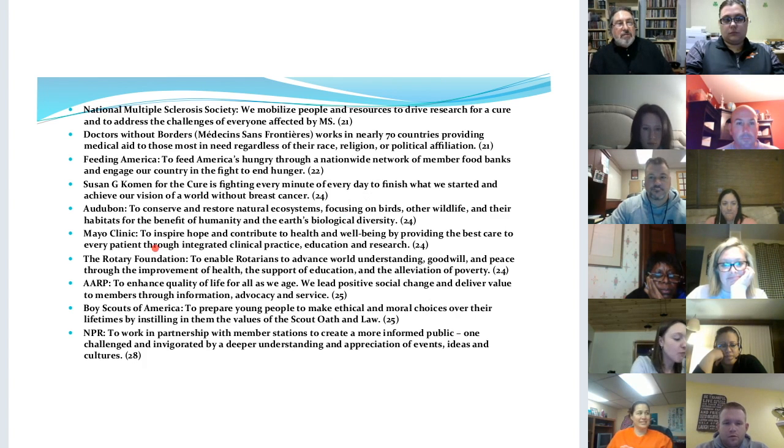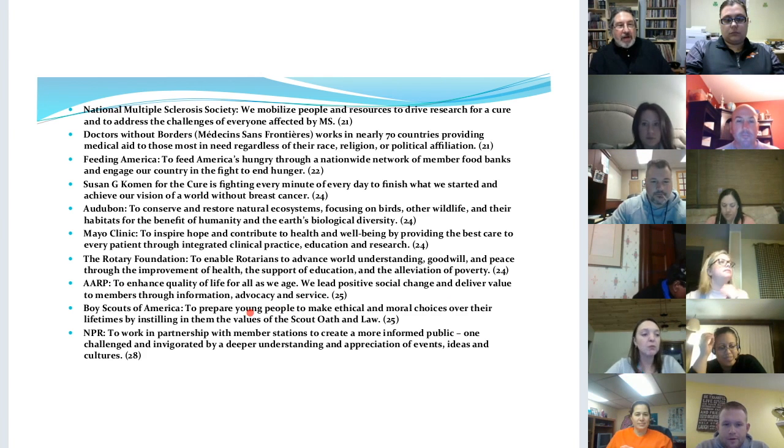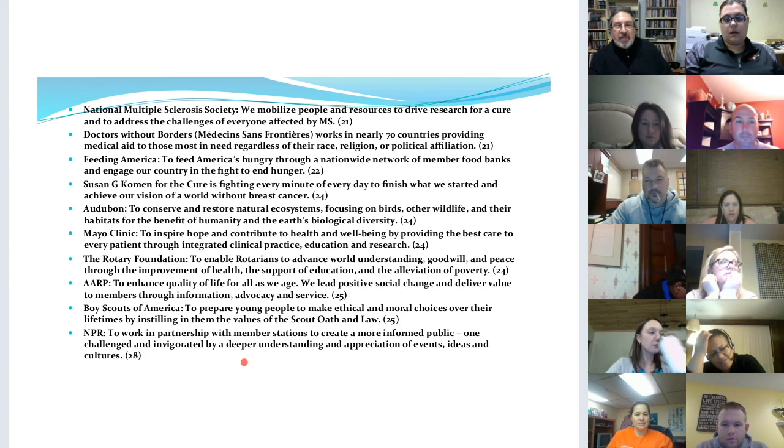Some more. AARP, to enhance quality of life for all as we age. We lead positive social change and deliver value to members through information, advocacy, and service. Boy Scouts, to prepare young people to make ethical and moral choices over their lifetimes by instilling in them the values of the Scout oath and law.